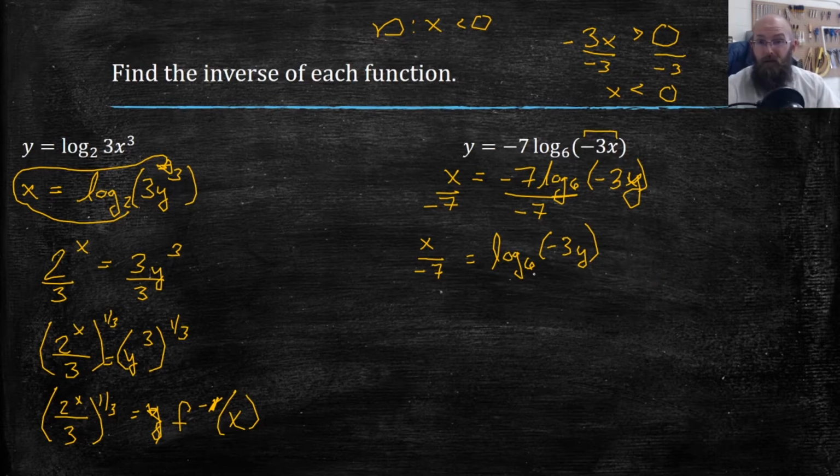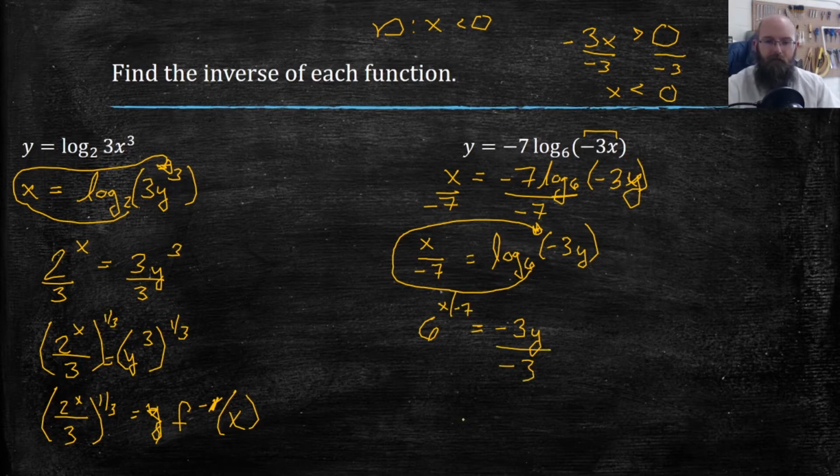And to do that, I do my little loop-de-doop thingy, right? 6 raised to this equals the stuff in my parentheses. What exponent on a 6? Oh, so 6 is my base. What exponent on a 6 equals -3y? Oh, okay, so it equals -3y. Well, what was that exponent? It has to be this thing on the other side, x over -7. Then I have to divide by -3. Then I have my final answer.